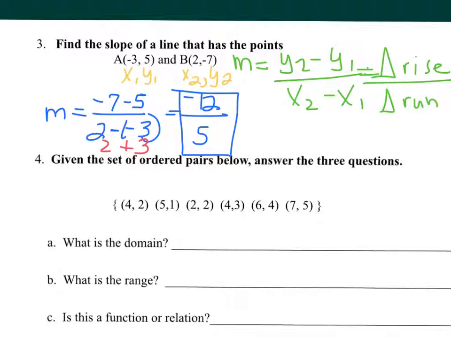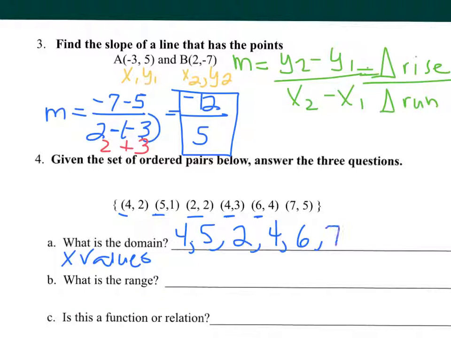Number 4, given the set of ordered pairs below, answer the 3 questions. What is the domain? We remember that the domain is the values of x, or the input values. So my domain would be 4, 5, 2, 4, 6, and 7.